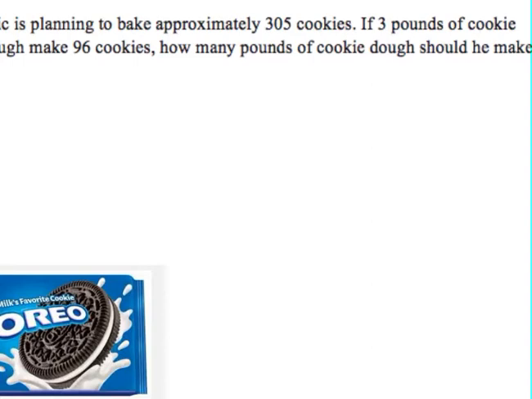All right, number 20, Eric is planning to bake approximately 305 cookies. It says if 3 pounds of cookie dough makes 96 cookies, how many pounds of cookie dough should he make? All right, so we just need to get organized. We are solving proportions here. So if we know we have 3 pounds of cookie dough, and that's going to make 96 cookies, okay? 3 pounds of cookie dough makes 96 cookies.